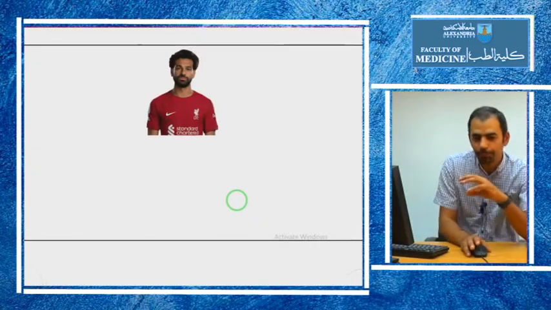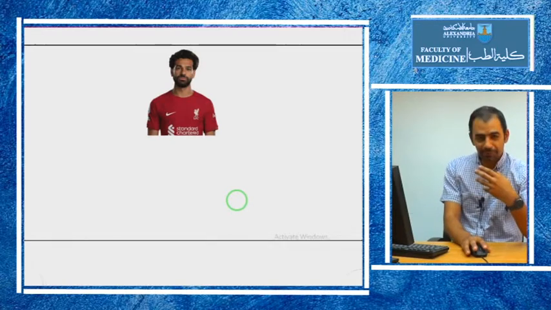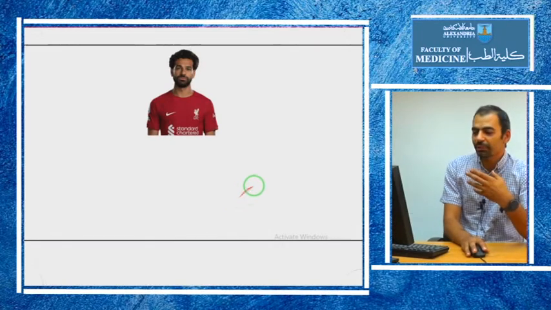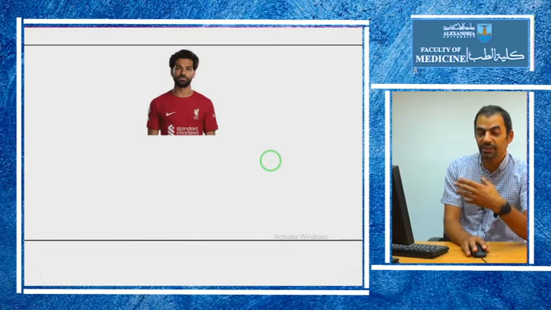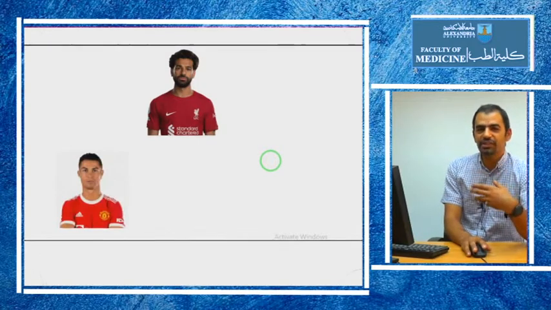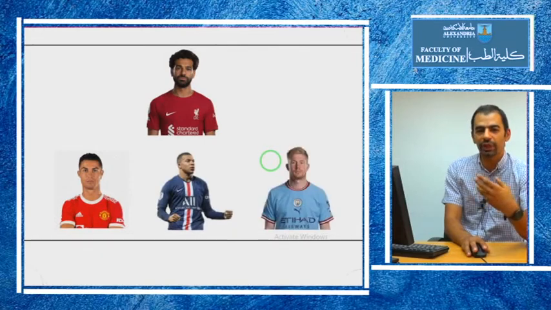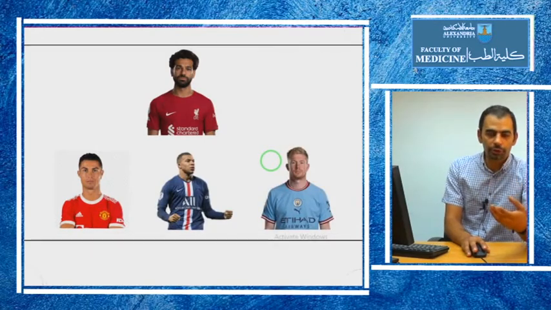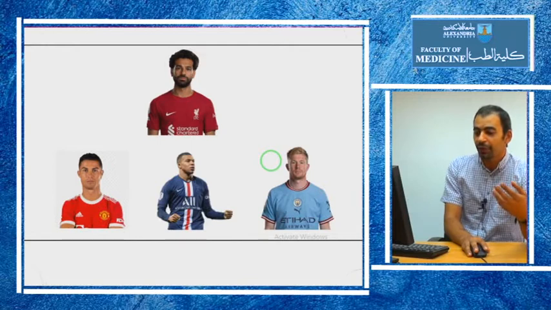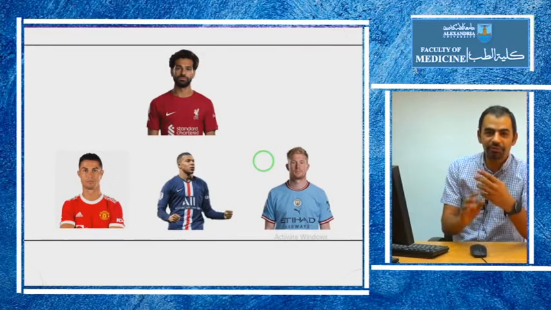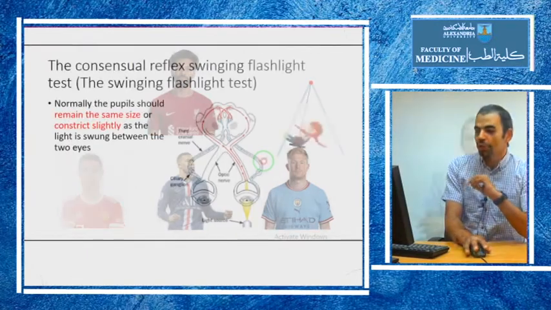There is an important concept. Let's say, for example, we want to know if Mo Salah is a world-class player or not. So we try to compare his performance against well-known players with a well-known level. And the same principle of this comparison applies to medicine and to ophthalmology as well.